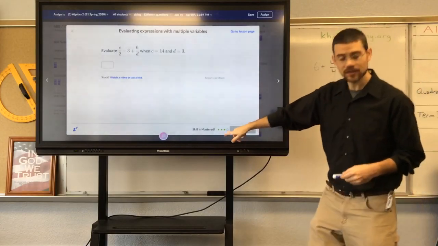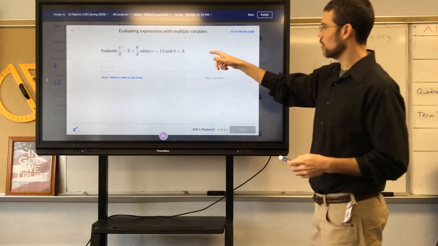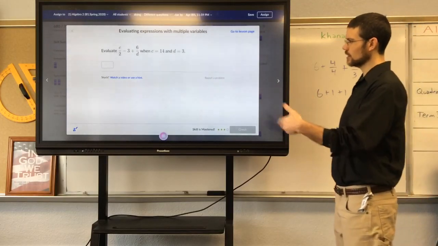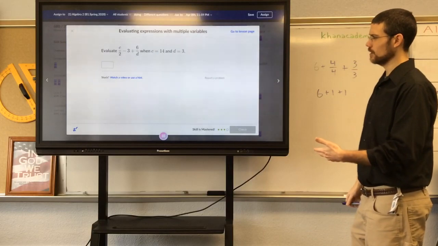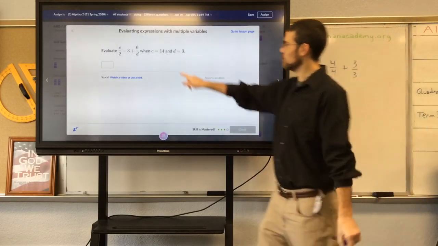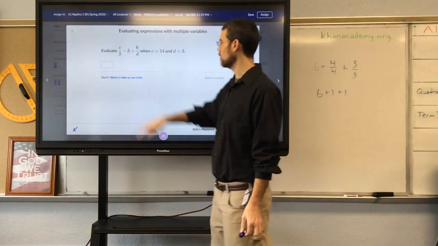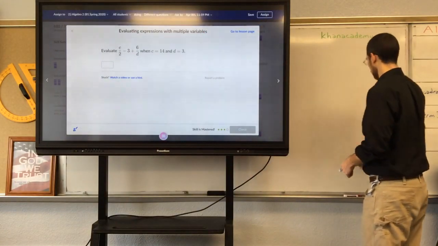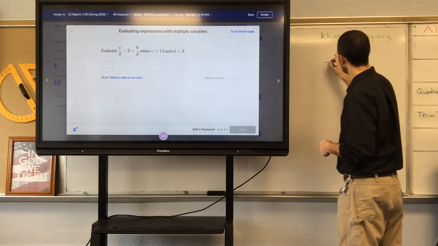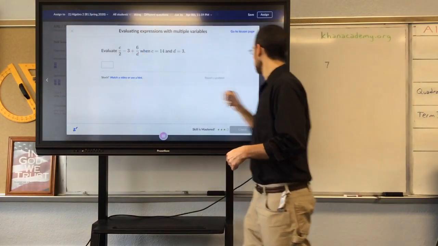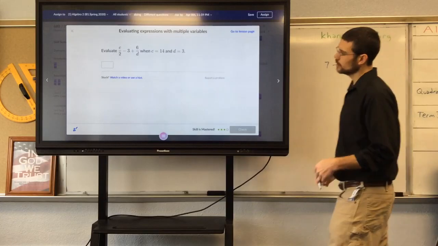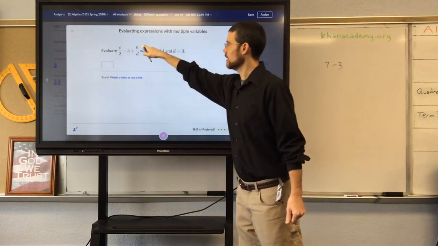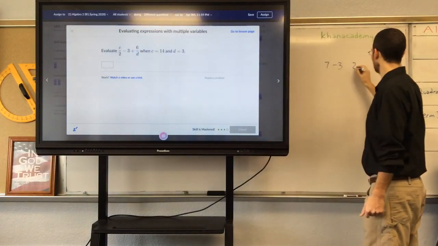And we're almost done with the set. This set only has 4 problems. So this one asks c divided by 2 minus 3 plus 6 divided by d when c is 14, d is 3. Okay, so if c is 14, 14 divided by 2 is 7. So I'll write that. Minus 3, I'll write that, plus 6 divided by d. d is 3, so 6 divided by 3 is 2.